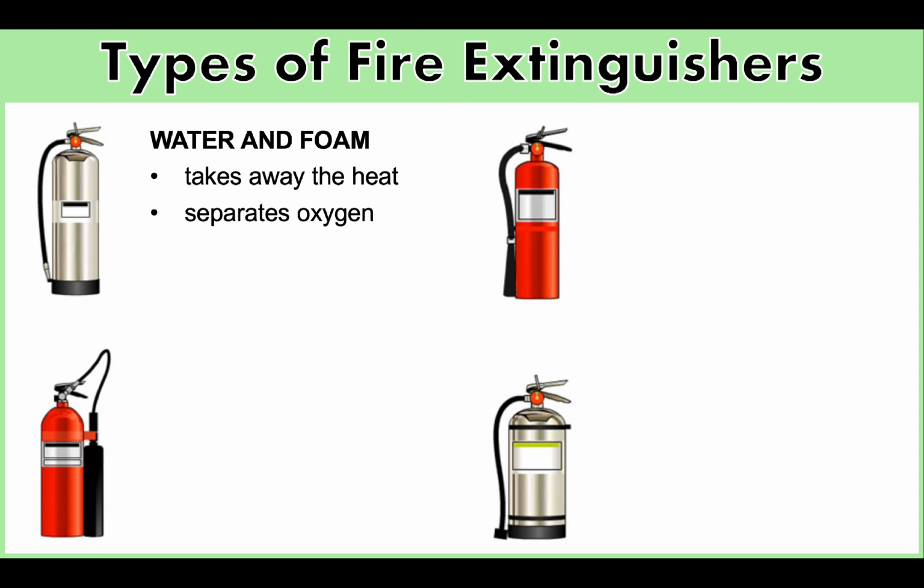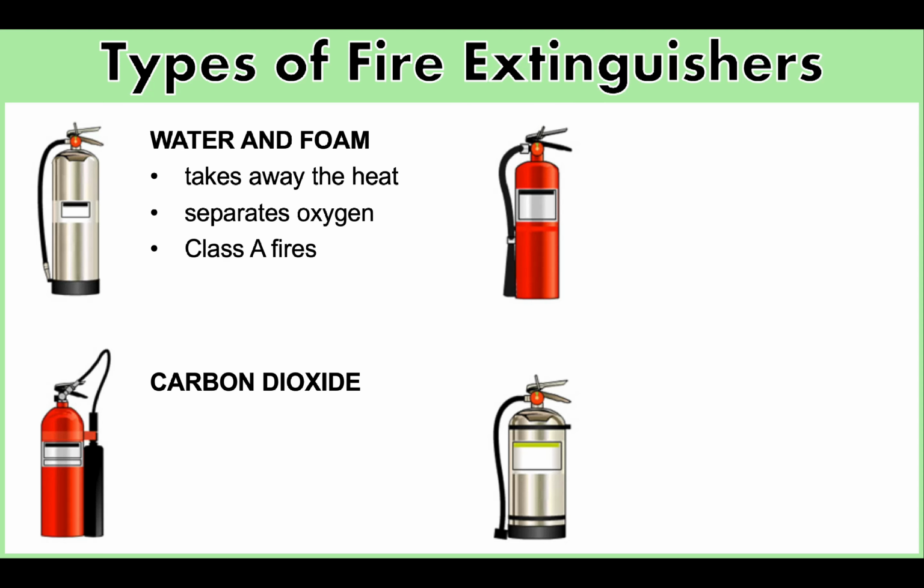This type of fire extinguisher is for Class A fires only. They should not be used on Class B or Class C fires. Why? Because the discharge stream could spread the flammable liquid in a Class B fire or could create a shock hazard on a Class C fire. Next, we have the carbon dioxide fire extinguisher.